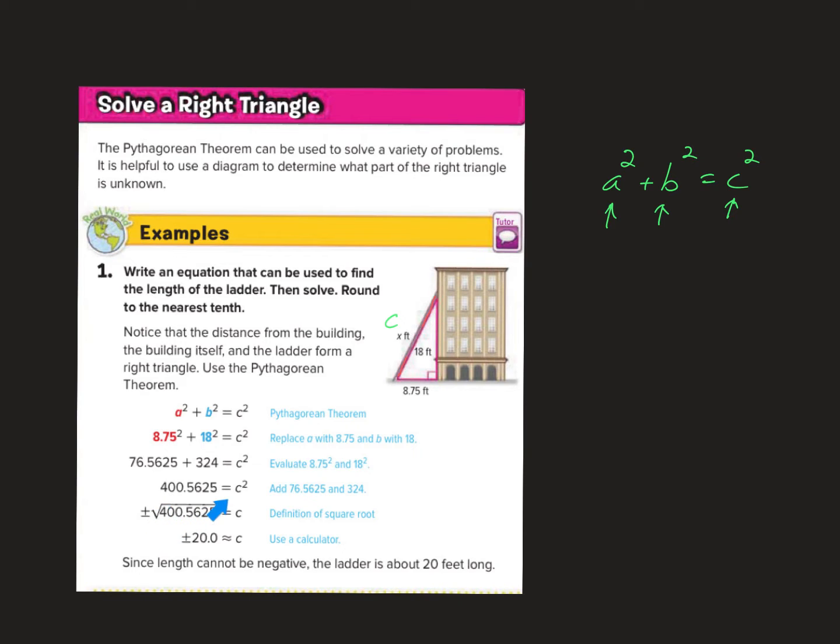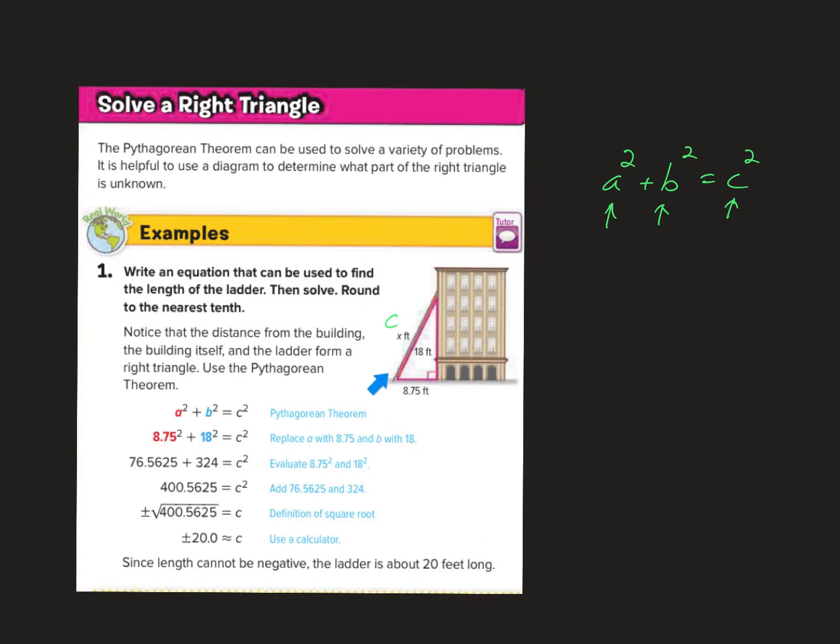400.5625. And then remember, right now, that value is c squared, and we want to know what c is. So to get that value c, we have to take the square root of this value, 400.5625. And when we do, we get about 20. And since the length cannot be negative, the ladder is about 20 feet long.